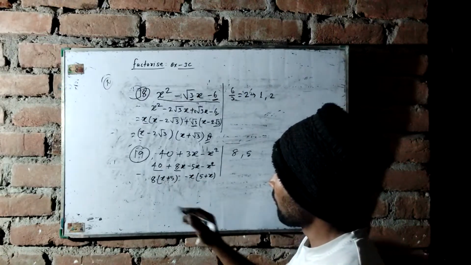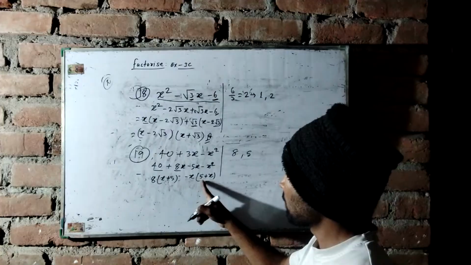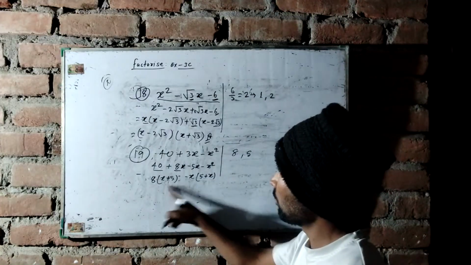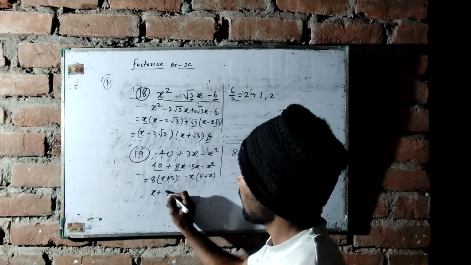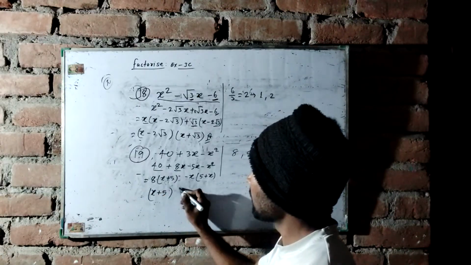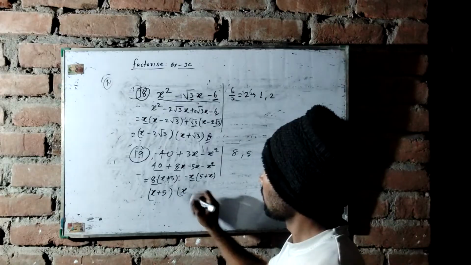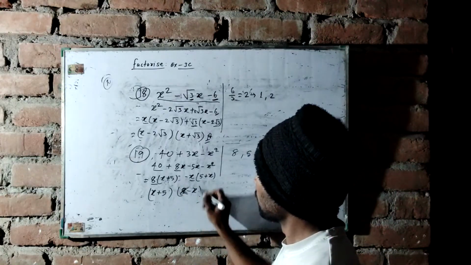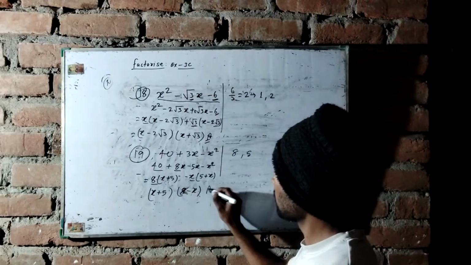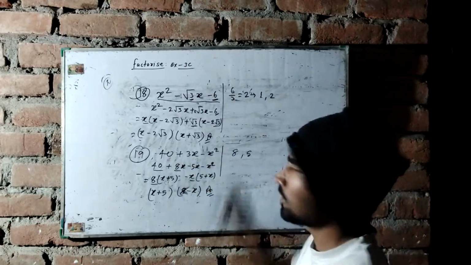Now we see clearly x plus 5 and x plus 5 are present in both terms, so we can take x plus 5 as a common, and we can write this and this as a multiple. So this is the required factors of the polynomial 40 plus 3x minus x squared.